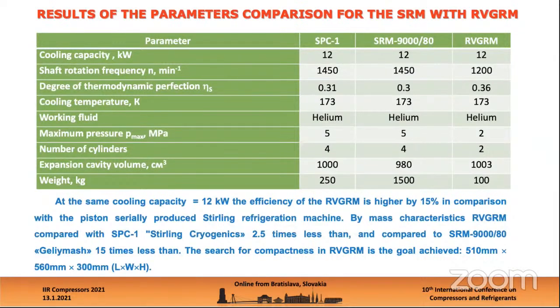At the same cooling capacity, the efficiency of the rotary vane machine is higher by 15% in comparison with the piston serially produced Stirling refrigeration machine. By mass characteristics, it is 2.5 times less than CP-1 Stirling Cryogenics, and 15 times less than the SREAM-90/100/80 Gelimash. The search for compactness is a goal achieved, 510, 516, 300 LWH.